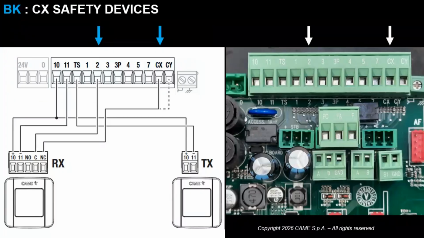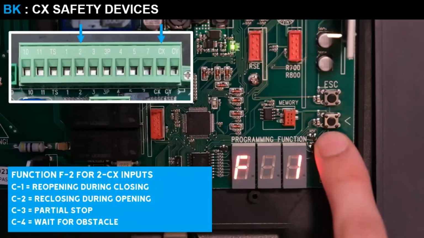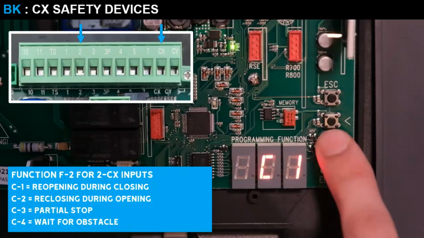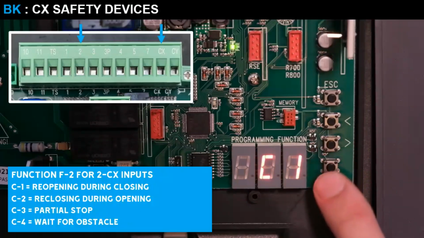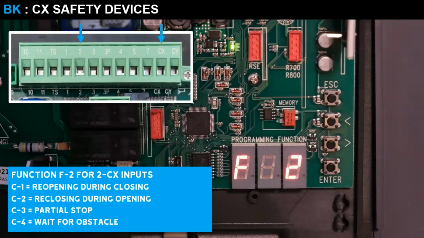To configure safety devices, such as a pair of photocells, they must first be connected to terminals 2 and CX. Then enable them using function F2. Choose the function you want to assign, C1 for reopening during closing, C2 for reclosing during opening, C3 for partial stop, only with automatic closing enabled, or C4 for obstacle wait. In our case, select C1 and press enter to confirm.